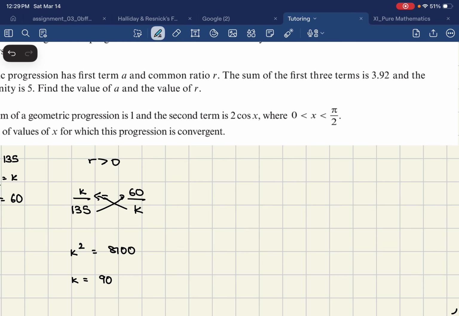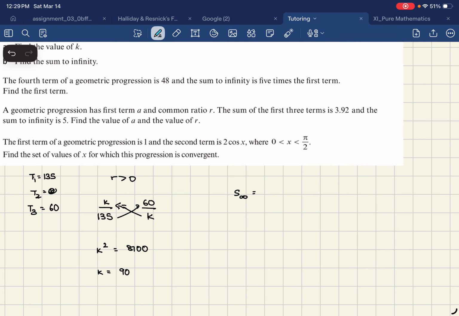What is the sum to infinity? Well, now I can use my found value of K to calculate R. So my R is just going to be 60 divided by 90, right? T3 divided by T2 gives me R. And that is just 2 over 3 is R. So sum to infinity is just going to be A divided by 1 minus R. So divided by 1 over 3. So 135 divided by 1 over 3 gives me 405. So the answer should be 405.